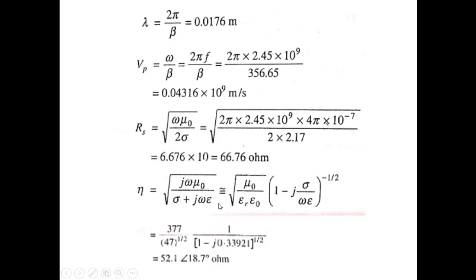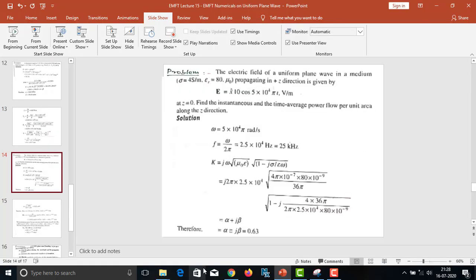And the intrinsic impedance eta is given by under root of j omega mu naught whole divided by sigma plus j omega epsilon, which is equal to under root of mu naught divided by epsilon, or epsilon naught, into (1 minus j sigma divided by omega epsilon) raised to minus 1 by 2. If you simplify, we get 377 divided by 47 raised to 1 by 2 into 1 divided by (1 minus j 0.3392) raised to 1 by 2. This is equal to 52.1, angle 18.7 degree.